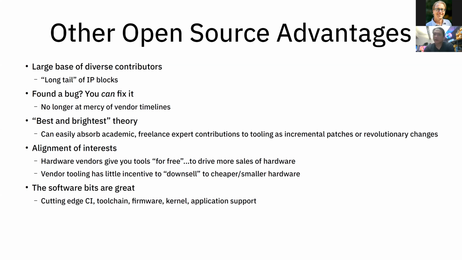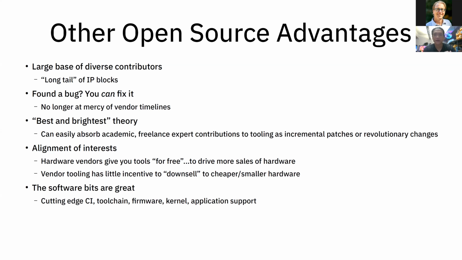There's a best and brightest theory to open source, in that open source code bases can more easily absorb academic and freelance expert contributions as incremental patches or revolutionary changes. People can fork and change things around. And so you're not just limited to the intellectual base of a single vendor. It's basically the entire world. So over time that can get better.